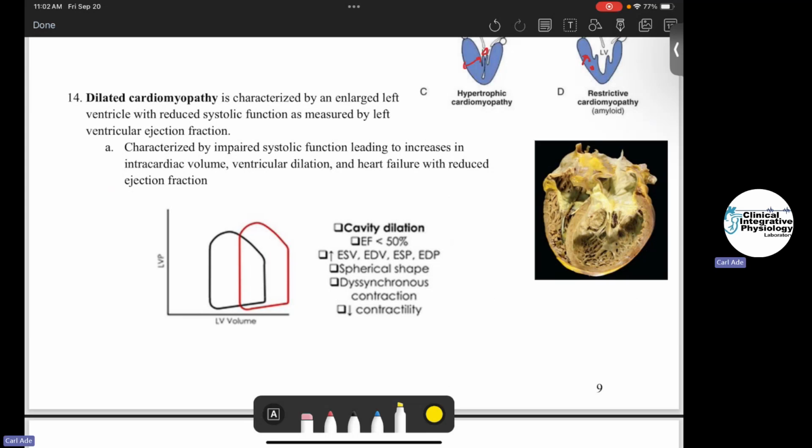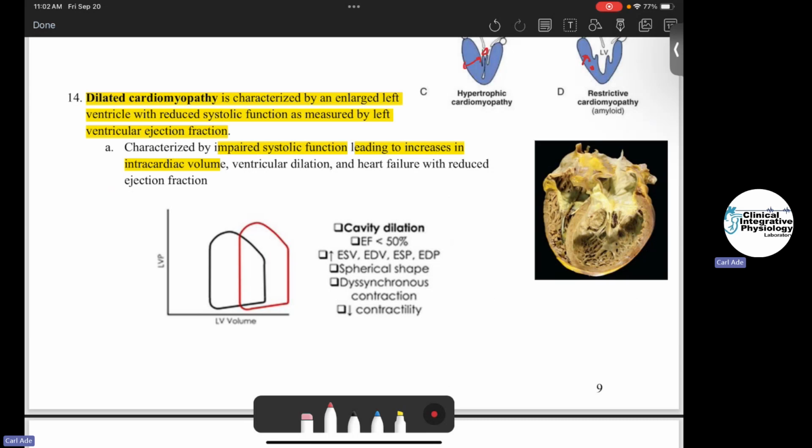First is dilated cardiomyopathy. This is characterized by an enlarged left ventricle with reduced systolic function and is measured by left ventricular ejection fraction. So it's a very big heart that doesn't pump very well. So again, characterized by impaired systolic function. And this leads to an increase in intracardiac volume.